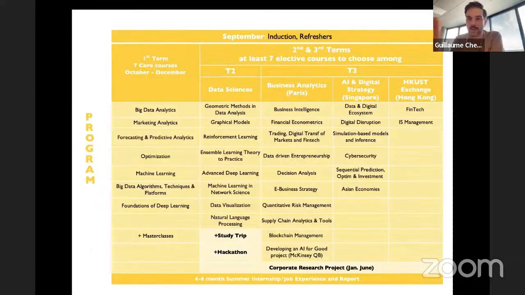Very quickly, these are the M2 courses. It's on the brochure, so nothing key here. We have 7 core courses, which is the left column here.